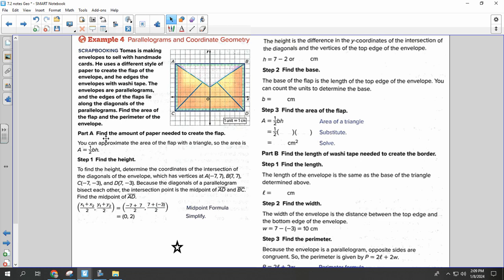For part A, find the amount of paper you need to create the flap. We can approximate the area of the flap because it's the shape of a triangle. So the area is 1/2 base times height. We need to find this height. To find the height, we want to know the coordinates of intersection of the diagonals of the envelope, which has the vertices of (-7, 7) and (7, -7).